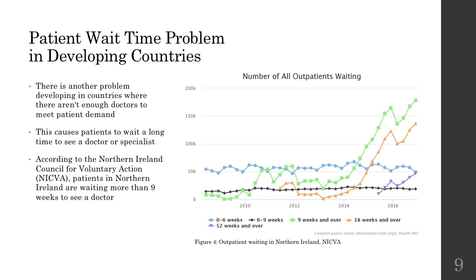The Northern Ireland Council of Voluntary Action collected data of waiting time for outpatients waiting to see a doctor in Northern Ireland for the past several years. The figure shows different time bands of patients waiting. From the figure, it can be observed that the number of patients waiting more than 9 weeks and more than 18 weeks has increased rapidly since March 2014. This links to an increase in total number of outpatients in that area during that time span. This can indicate that there aren't enough doctors to meet the increasing demand of patients in Northern Ireland. Because of this, clinics in those areas need to find ways to improve the patient processes to reduce the waiting time to help fix this problem.